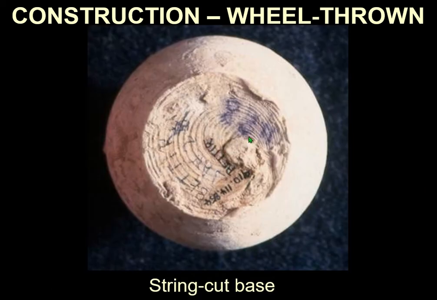Another line of evidence is a string cut base. This is a string cut base, and so you can see this was once on another lump of clay. So the vessel was thrown on a lump of clay which was on the wheel, and then someone removed it from the wheel by putting a piece of string and pulling the piece of string through the base to leave this trace. And this is very distinctive and is evidence of it being thrown on the wheel. Usually they will then flatten it out, but they didn't bother in this case for some reason.